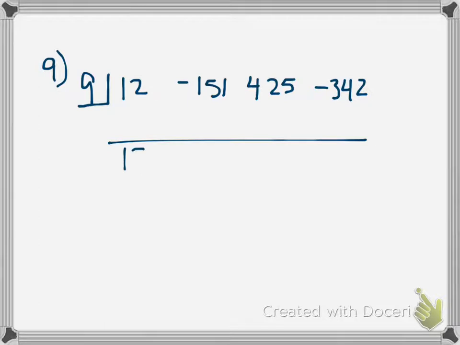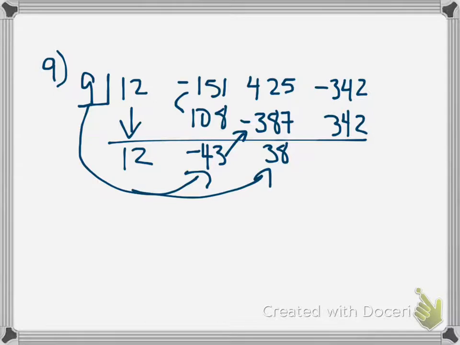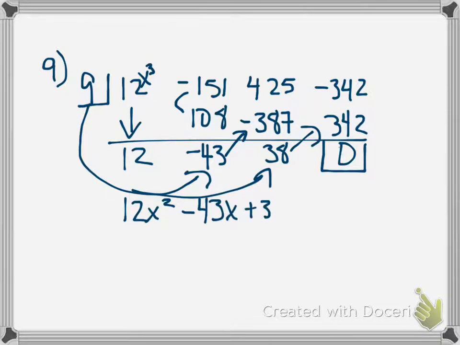Okay, so bring down the 12. 12 times 9 would be 108. Combine, multiply, combine, multiply. So that's what I'm doing every time. Like I combine these two, and then I would multiply the 9 times the answer and write the answer up there. Combine, and then the 9 times the answer and write that up there. Notice this one has a remainder of 0, so then that means I just write, if this was x cubed, the one under it will be x squared. So you can see my final answer is 12x squared minus 43x plus 38.